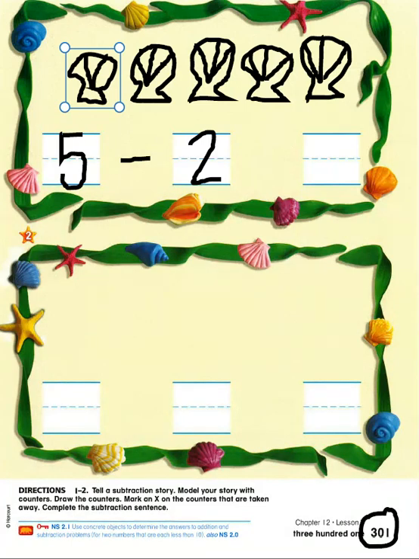So our story so far goes like this. Jack and Jill were at the beach. They found 5 seashells. Then a big wave came up and knocked 2 of the seashells out of their hands. 5 take away 2. Let's model that by crossing off. We need to cross off 2 to show that 2 are being taken away. Let's draw X's over 2 of the seashells to show that 2 are being taken away.